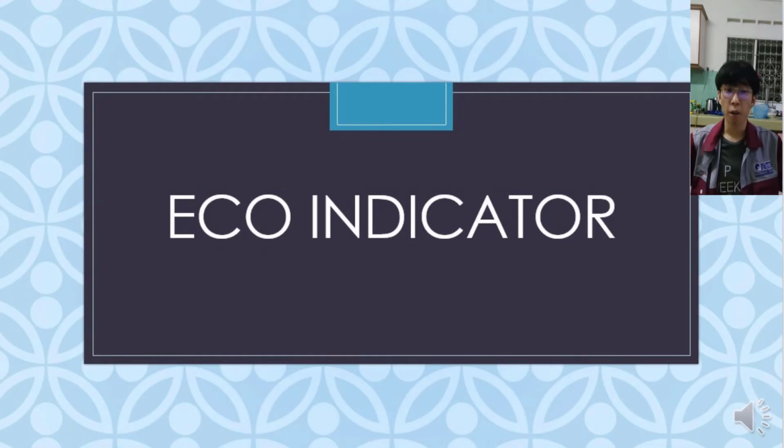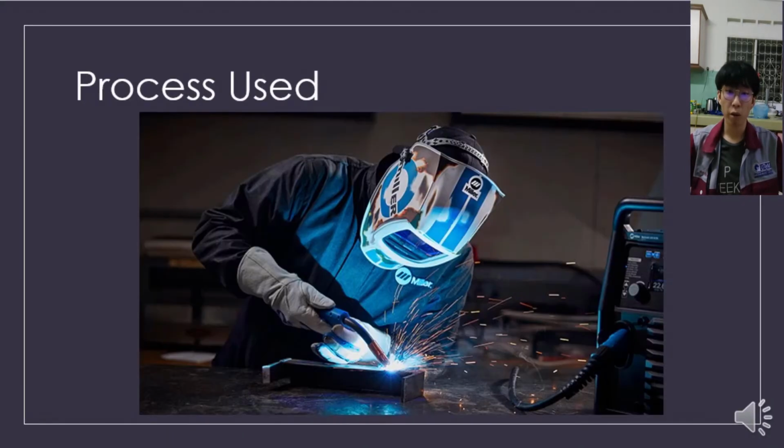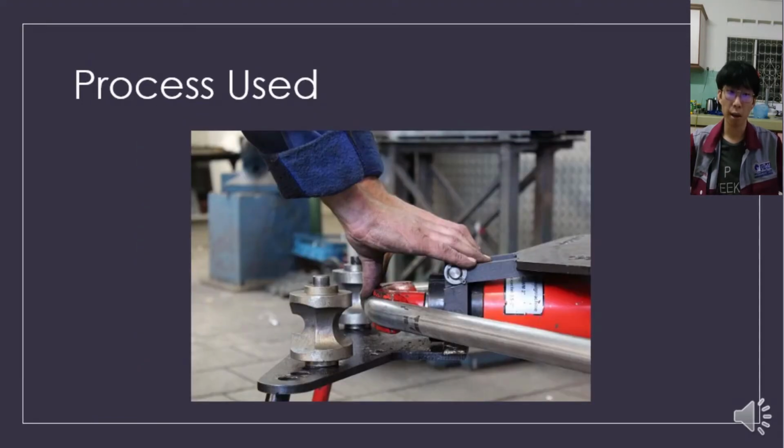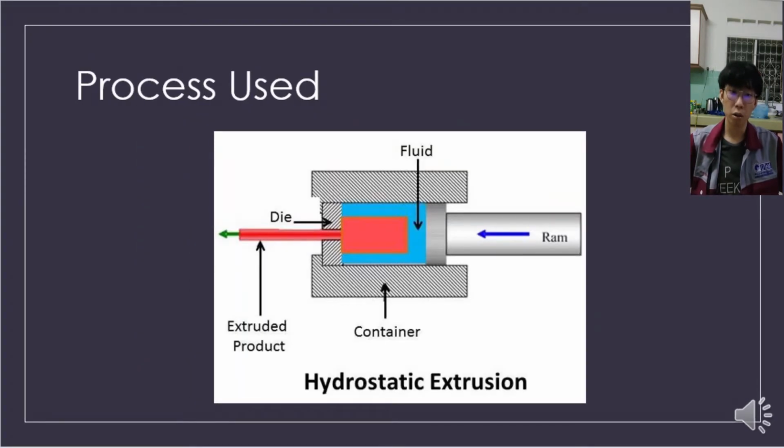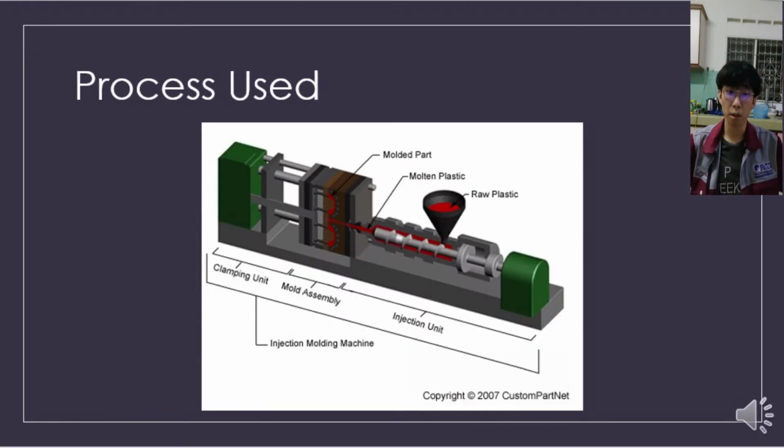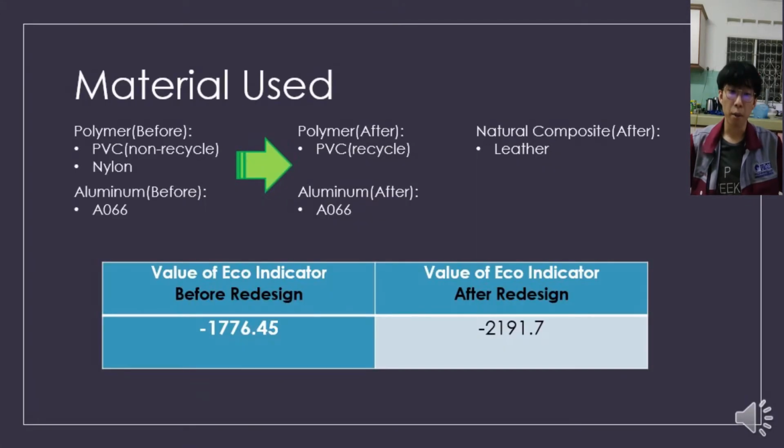Eco indicator. Before checking the eco indicator, we need to identify the process and material used to manufacture the robot. For the aluminum component manufacturing process, there is hydroforming, milling, welding, bending, and also extrusion. The aluminum used is A066, which is recyclable. For the polymer component manufacturing process, there is only injection molding. The polymers used are PVC and nylon, which are non-recyclable.